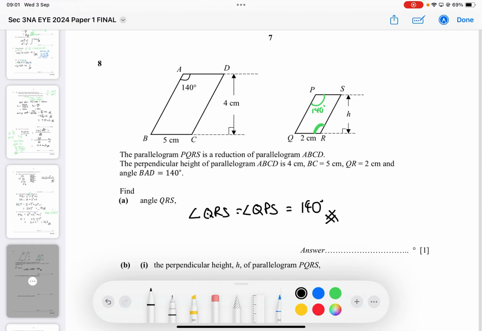If you don't remember the property of parallelogram, you should at least know these two lines are parallel. If these two lines are parallel, this 140 means this angle is 40. Then PS is also parallel to QR. Because these two are parallel, this one 40 means this one must be 140. So if you don't remember the property of parallelogram, at least you must remember the rule of parallel lines. Then you still can get 140.